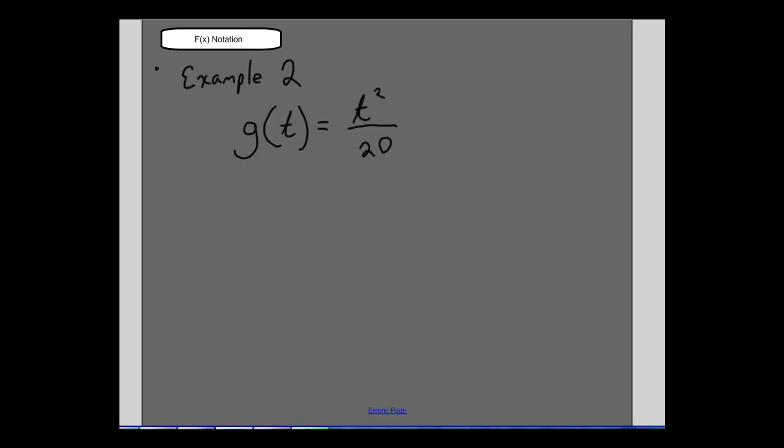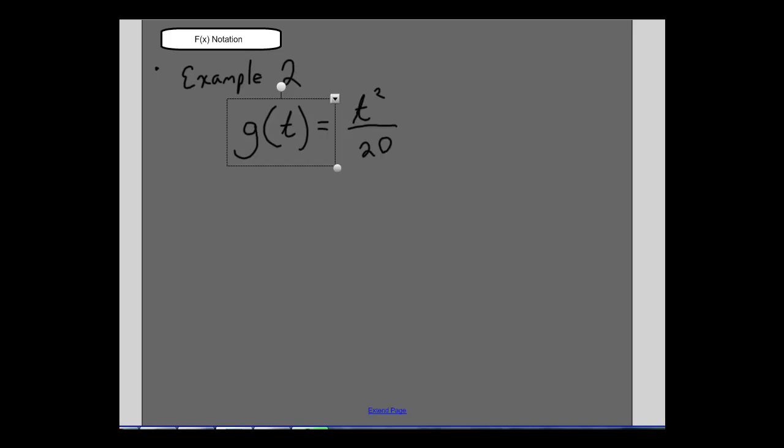Okay, notice that in this example problem, instead of using f and x, I'm using g and t. So I can state that this is g of t, a g of t notation. It still falls within the f of x notation. So it's just using different letters. So it's the same manner as our last example problem.